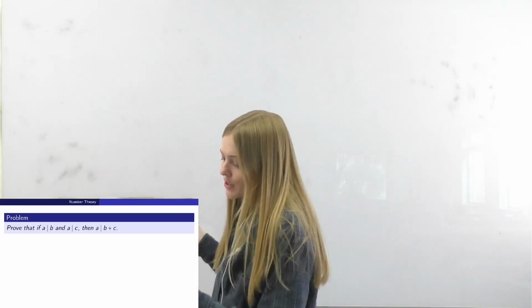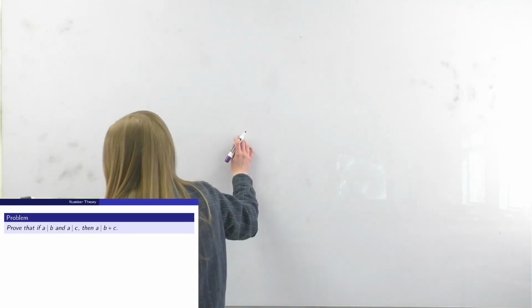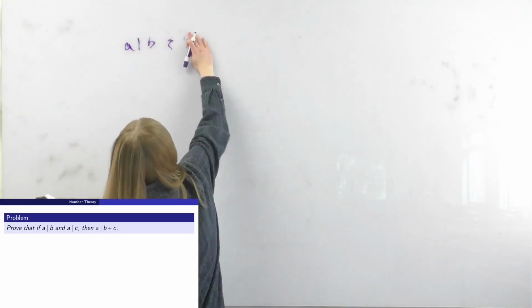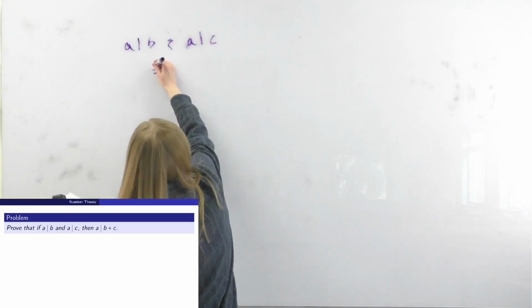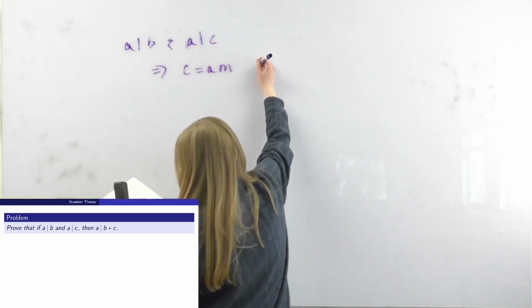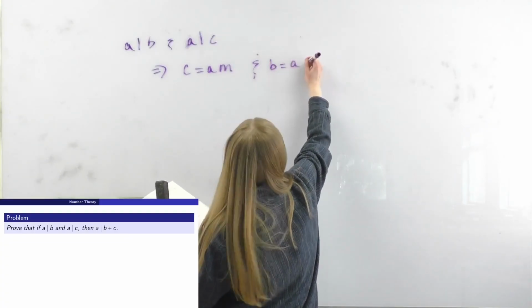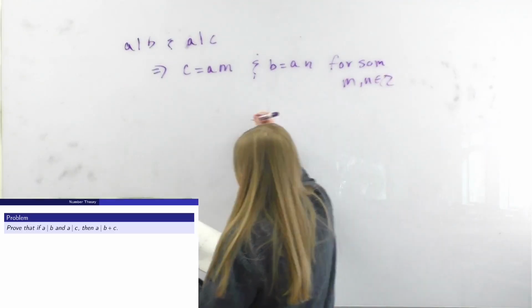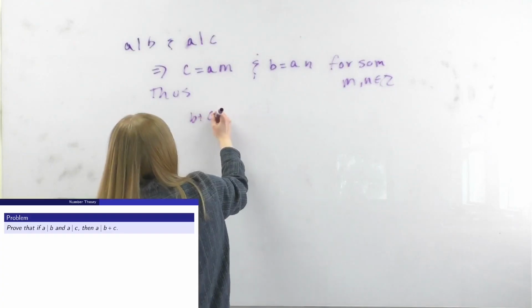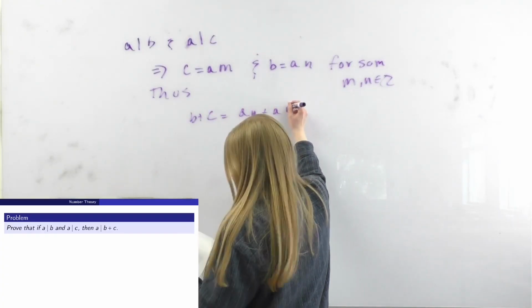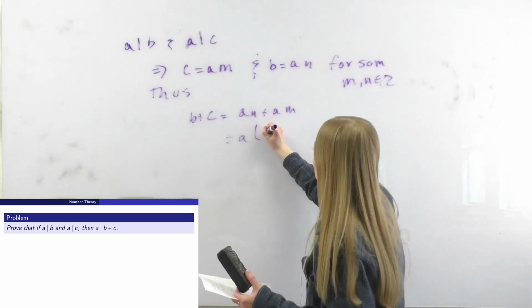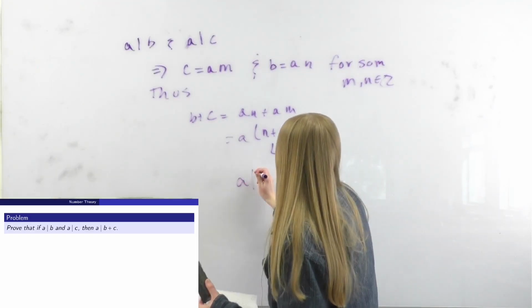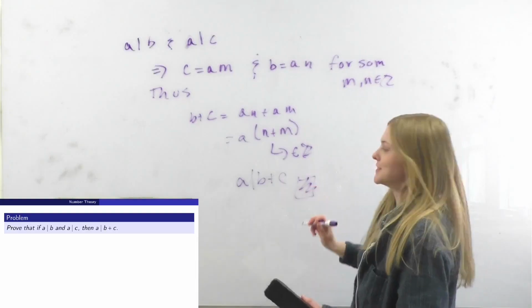So we have, if A divides B and A divides C, then A divides B plus C. So we have A divides B and A divides C. Thus, C is equal to AM and B is equal to AN for some M and N in Z. Thus, B plus C is equal to AN plus AM, which is equal to A times N plus M. And as this is an integer, we see that A divides B plus C. QED.